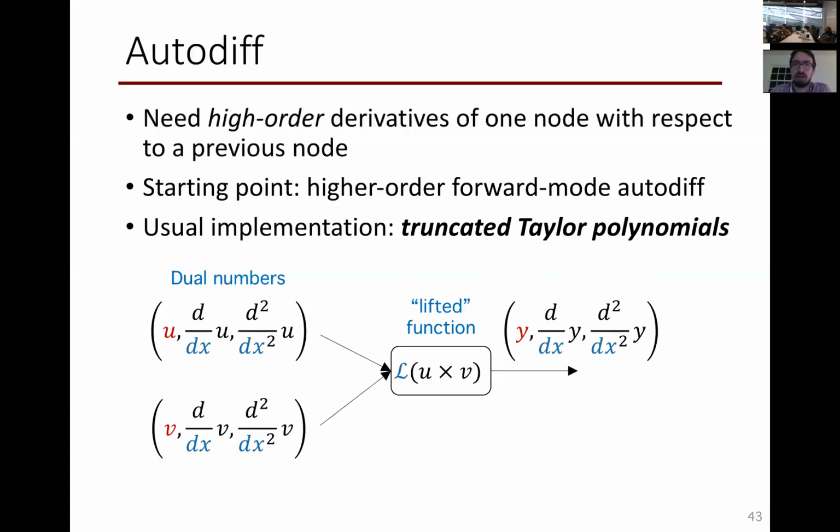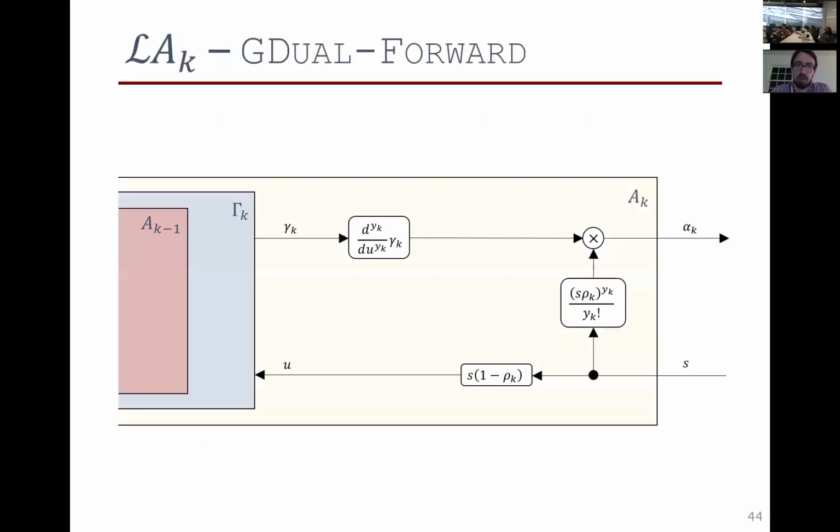Okay, so how do we actually use this for our problem? Our main goal is going to be to lift everything in this computation graph. So at the top level, we're going to try to lift alpha k, this big function that contains basically everything in this picture.